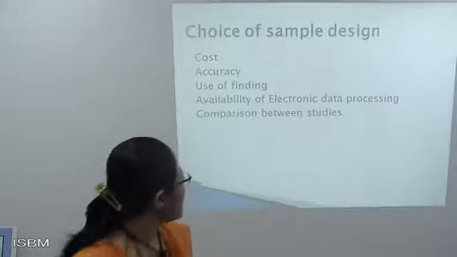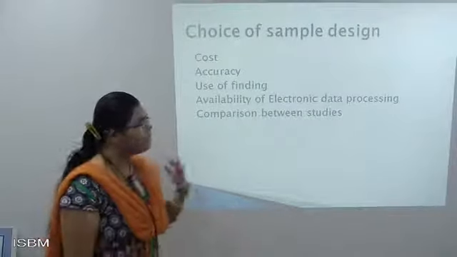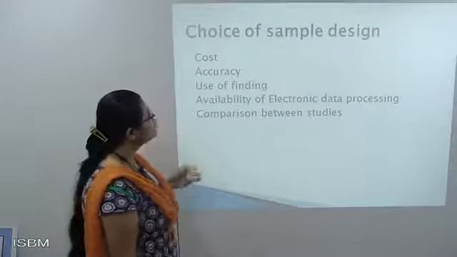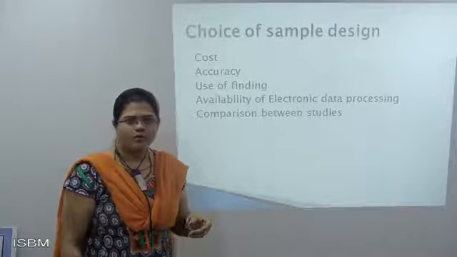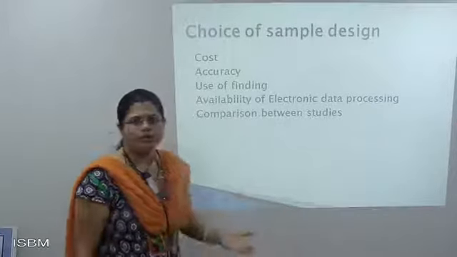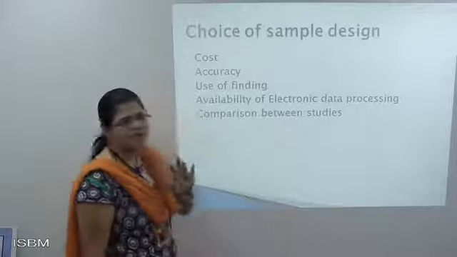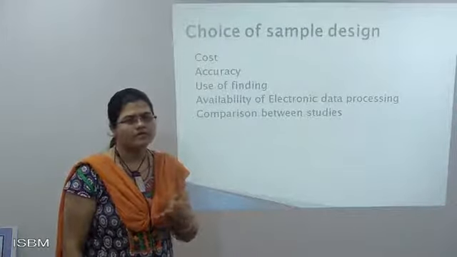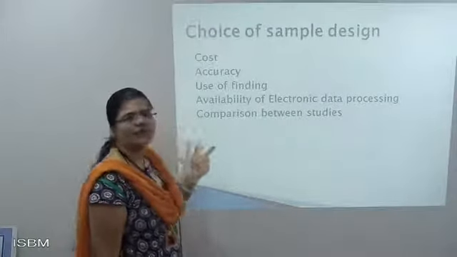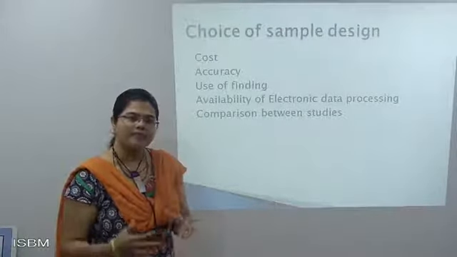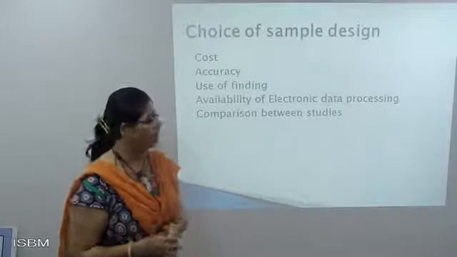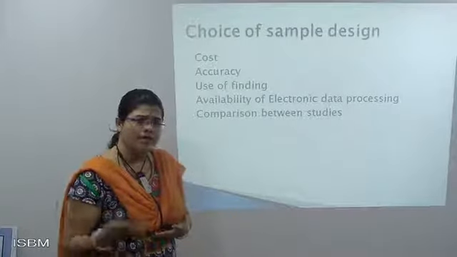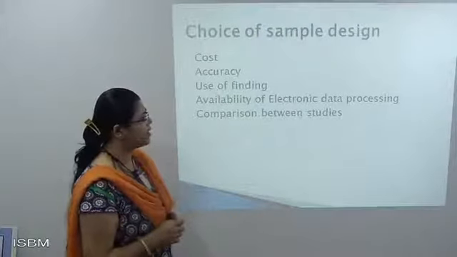Now, choice of the sampling design. When you are collecting all this information, you have to make a choice of sample design, because of how you will make the design. Cost is important. The cost should be proper, not that high, but cost effective. Next, accuracy is important. It should be accurate, meaning clear-cut data, whatever you are calculating. Use of findings is important. From where you collect the data, you need to design according to that.